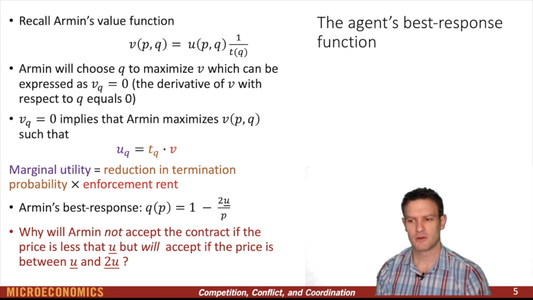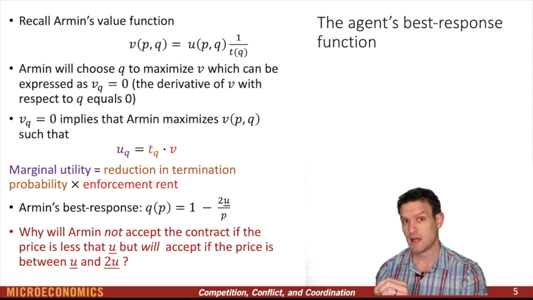Then think to yourself, what's going to happen if the price is between U underbar and 2 U underbar? See what would happen there as well. Just substitute some values in and play around to see what would happen. I'm not going to give you the answer to that question, but I want you to practice substituting in some values and seeing what would happen in each case.